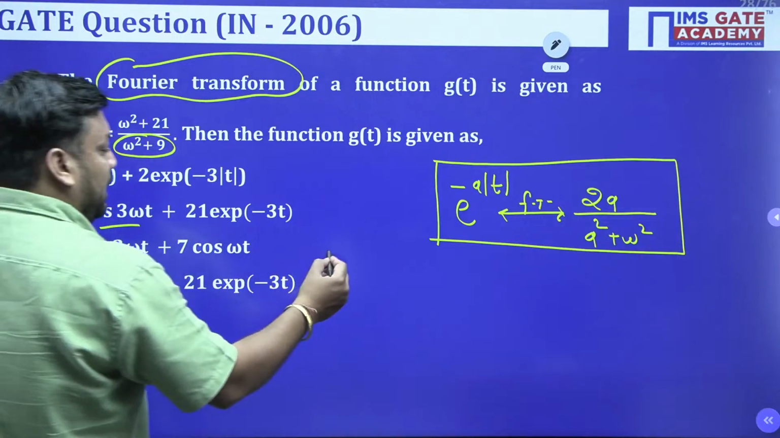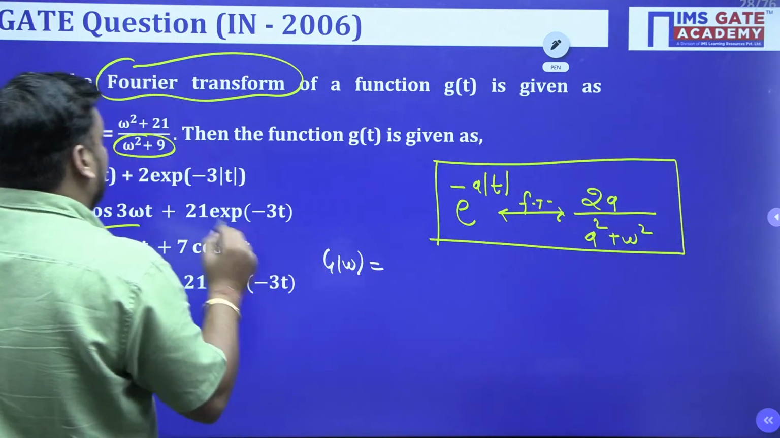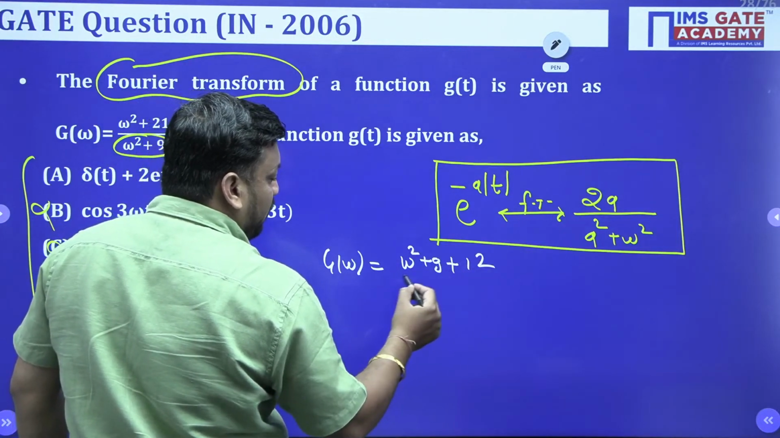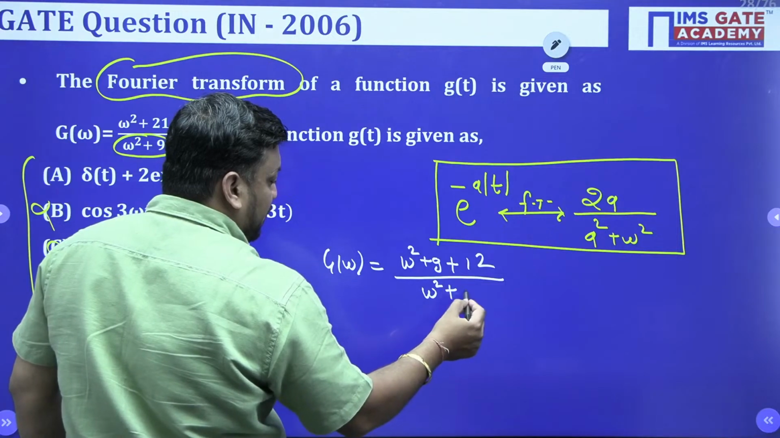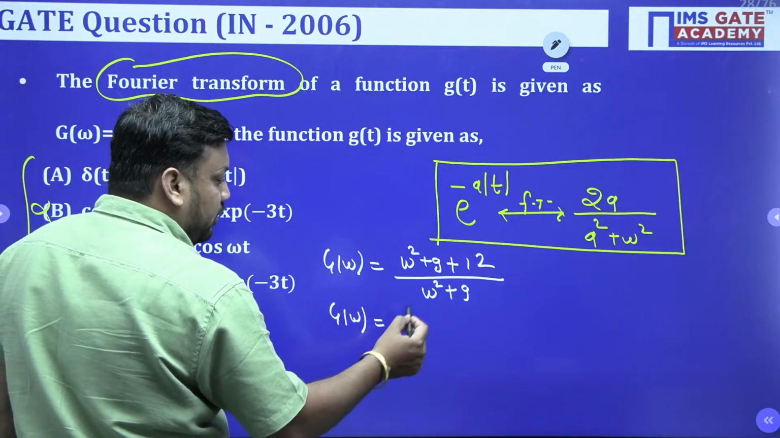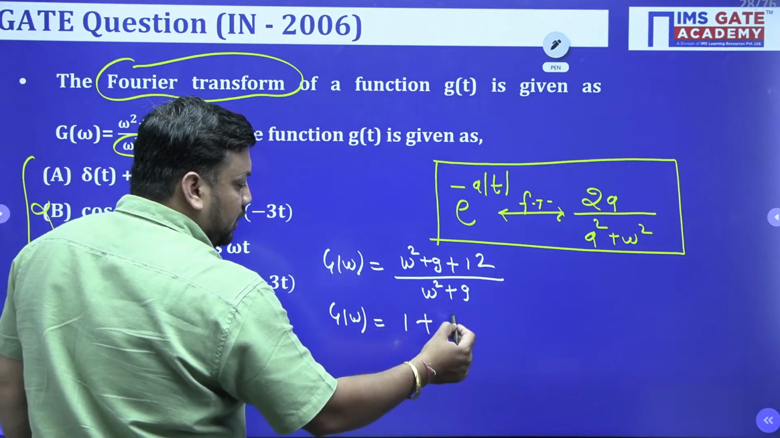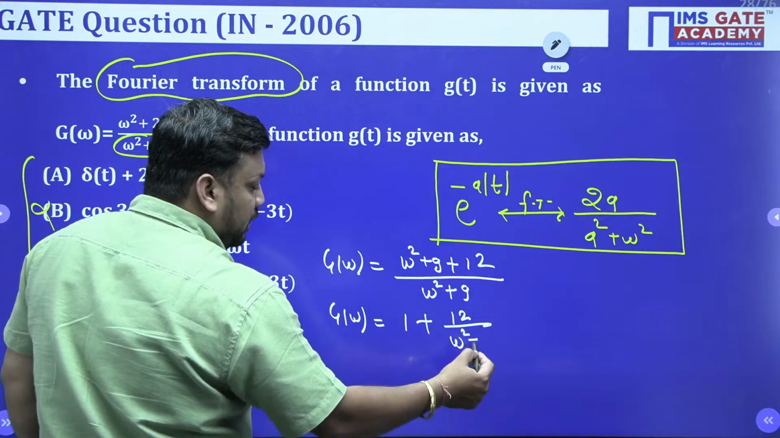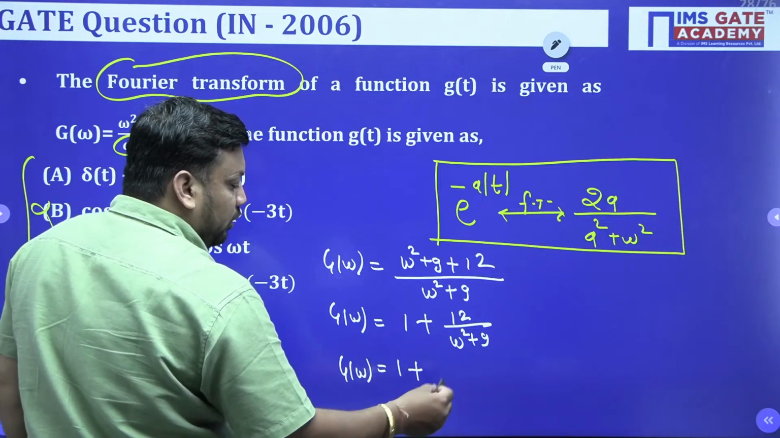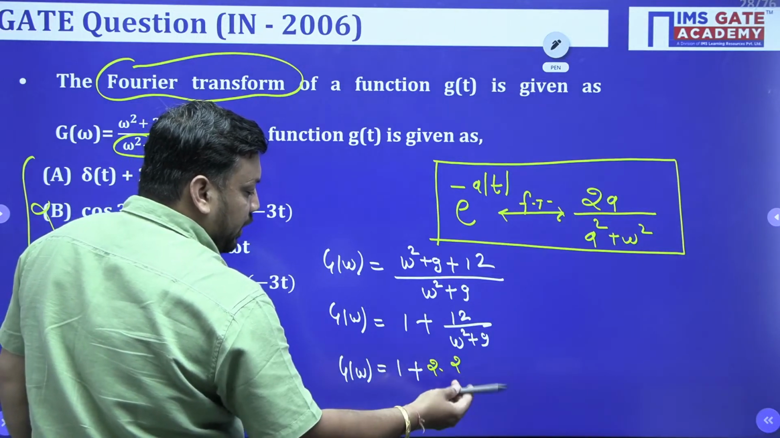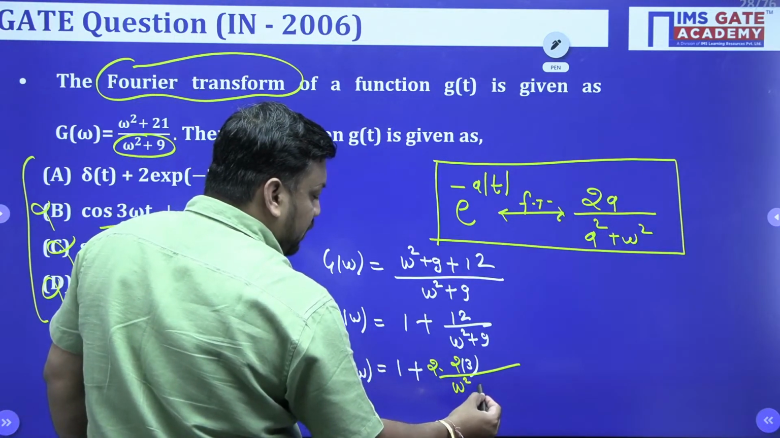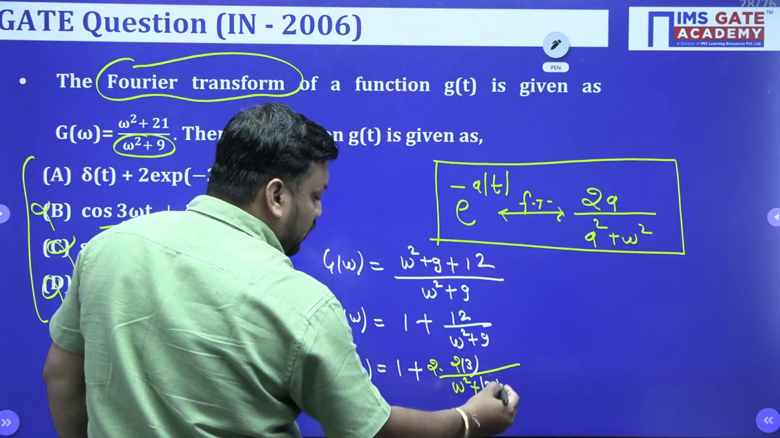So tell me, shall I apply simple reasoning here? Can I write a g omega here like this, कि sir, omega square plus 9 plus 12 upon omega square plus 9. Now can I write like this, guys, that g omega is equal to omega square plus 9 upon omega square plus 9, so 1 plus 12 upon omega square plus 9. So what will I get? g omega equal to 1 plus twice into a upon a square plus omega square. What is a? 3. A मतलब कितना? 3. So 3 का whole square.